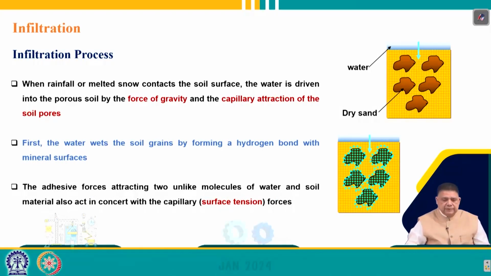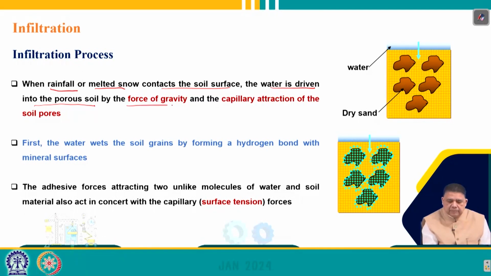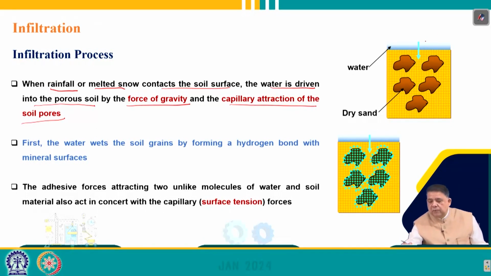Coming to the infiltration process, it all starts, as we discussed, once rainfall or snow contacts the soil surface. Whenever rainfall or snowfall occurs, only then does the infiltration process start. Then water is driven into the porous soil by the force of gravity and the capillary attraction of the soil pores. As you can see here, when precipitation or snowfall occurs, water comes into contact with the soil surface. Then, depending upon the magnitude of rainfall and the head generated on the surface, the water will start getting in through gravity, and the capillary forces will also act.